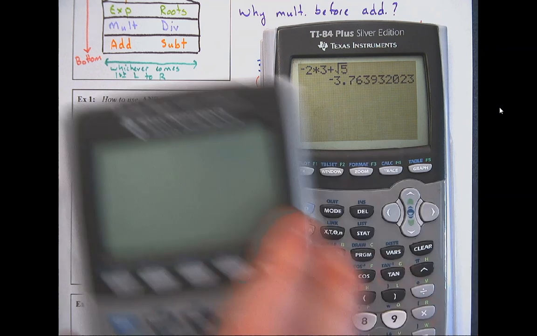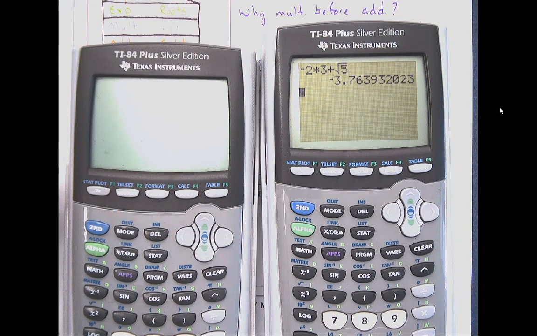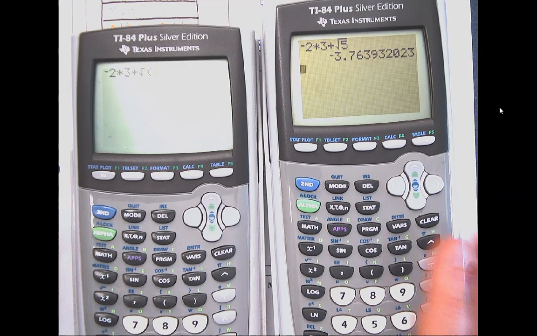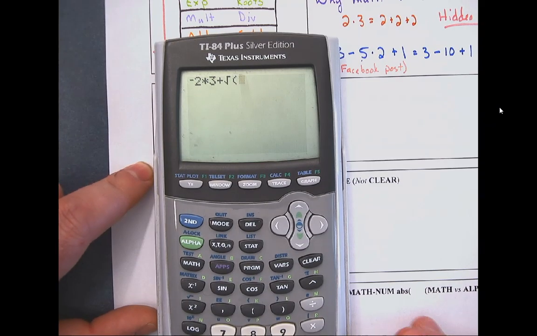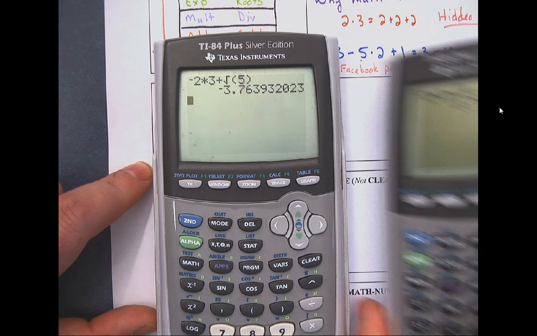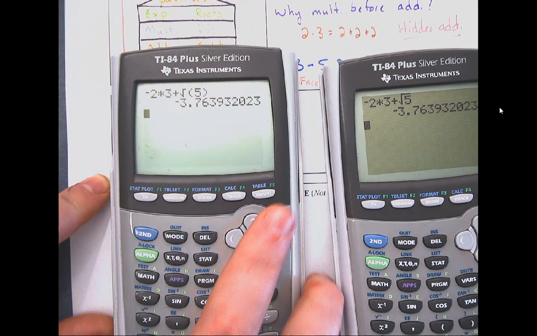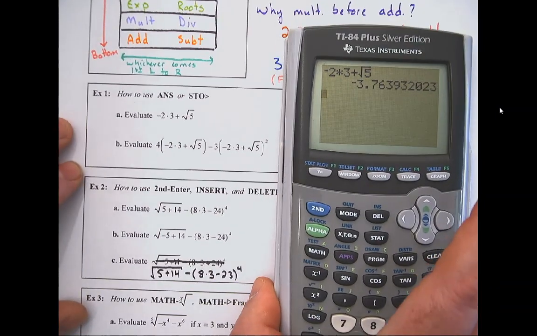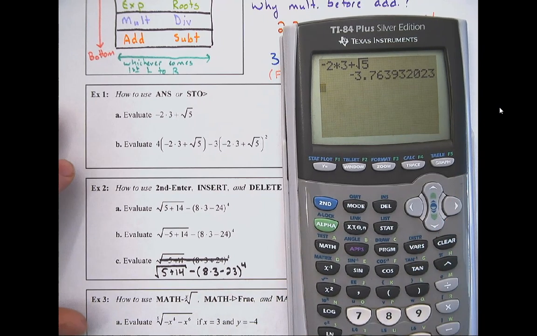Now, if you don't have fancy calc, yours would look like this, -2 times 3 plus square root, and it automatically gives you a parenthesis, which then you just need to close afterward. You get the same answer as we got, -7 point blah, blah, blah. Okay, so in this class, I expect you to round properly to 1 or 2 decimal places. I don't care which, you can pick, but you have to round properly.